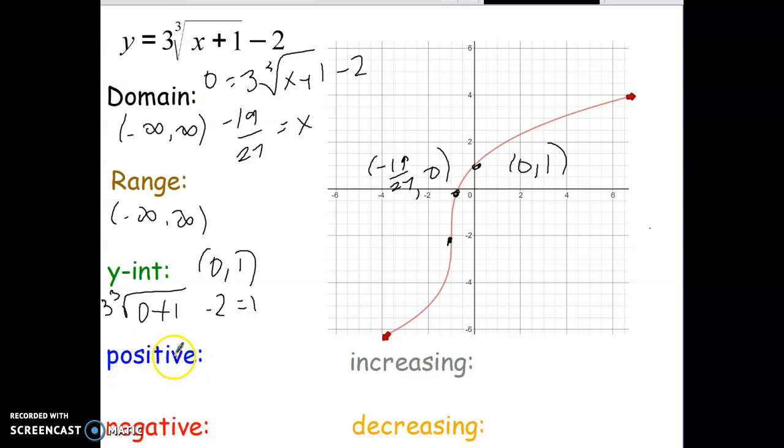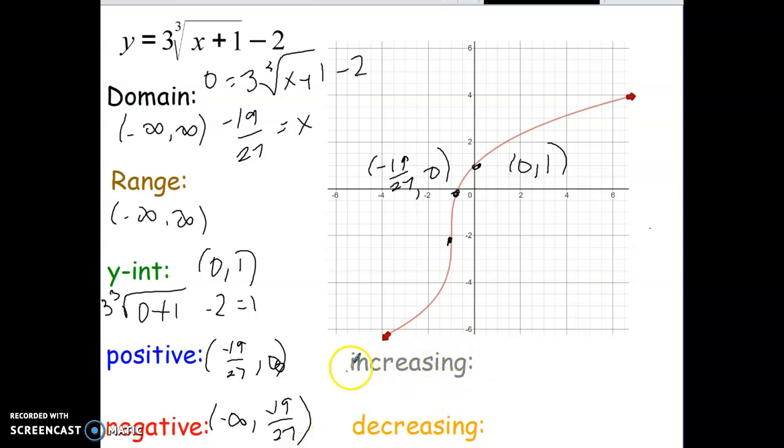So positive. What does positive mean? Positive means above the x-axis. So that's going to be this portion of the graph right here. And remember, I only use my x values when I write my intervals. So negative 19 over 27 up to infinity, right? This arrow tells me it's going on and on forever to the right. And where it's negative, negative is below the x-axis. That's here. So that's negative infinity to negative 19 over 27.